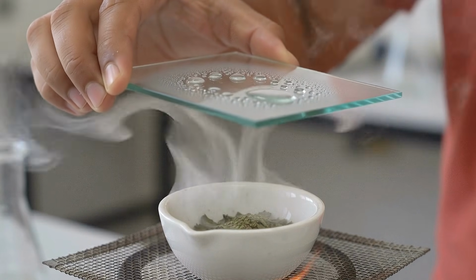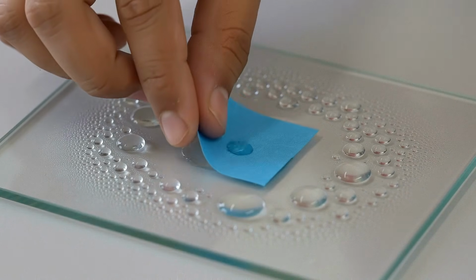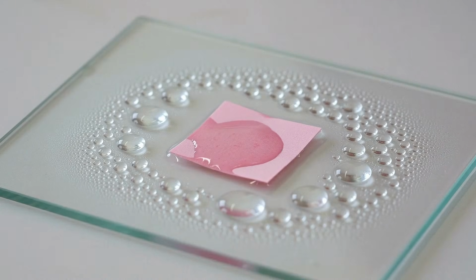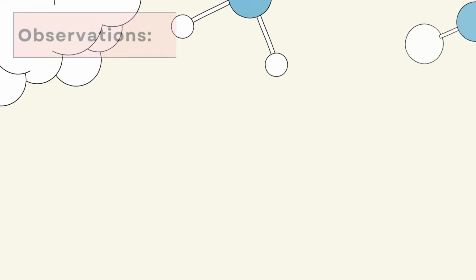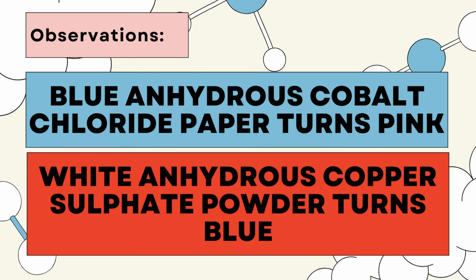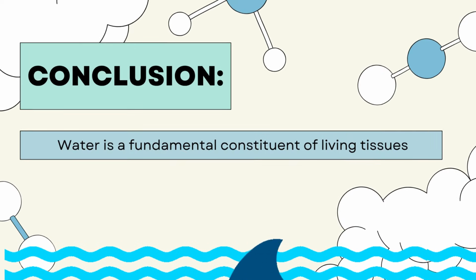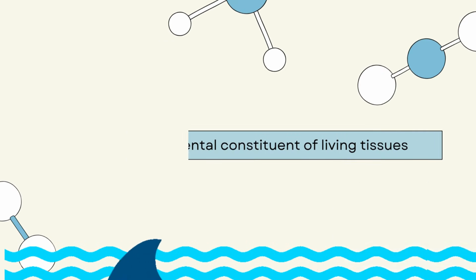Finally, we use anhydrous cobalt chloride, or copper sulfate, to identify whether the liquid drops that form on the glass are actually water. When we test it, we can observe that blue anhydrous cobalt chloride paper turns pink, and white anhydrous copper sulfate powder turns blue. This confirms our conclusion that water is a fundamental constituent of living tissues.